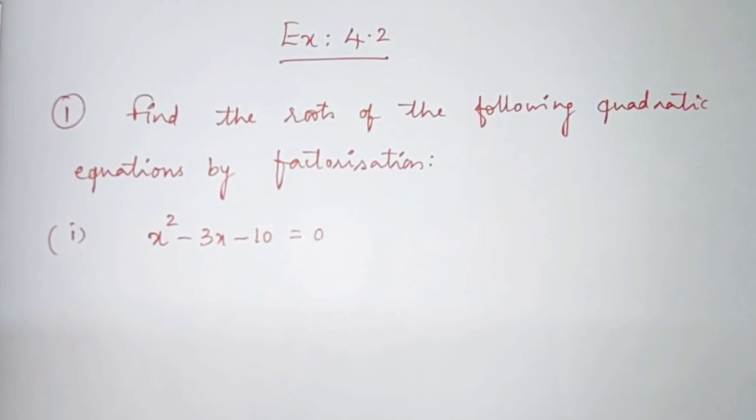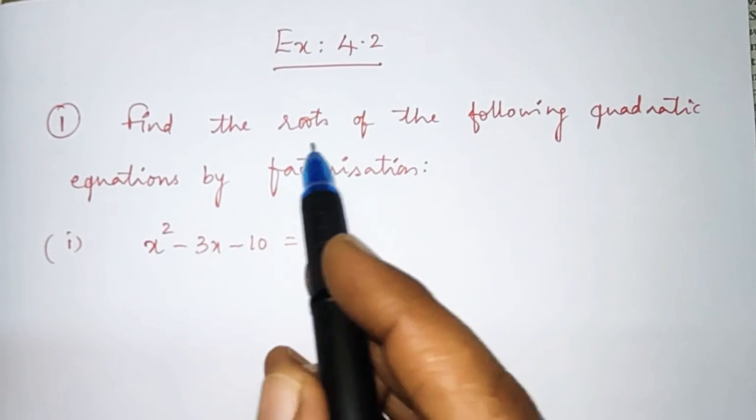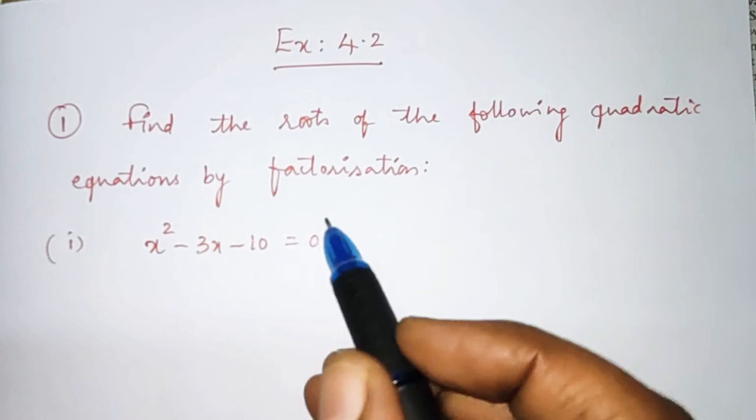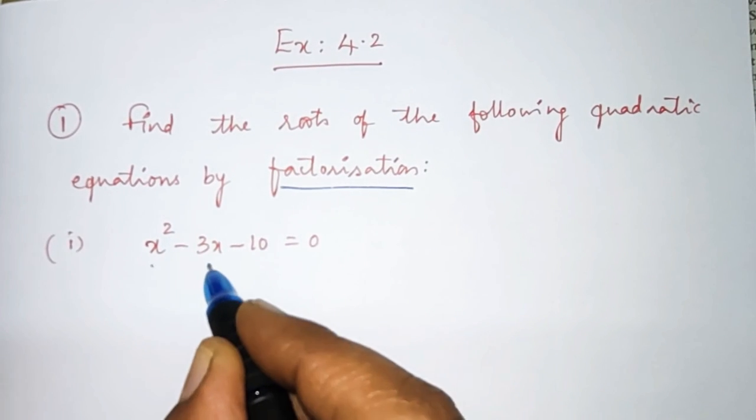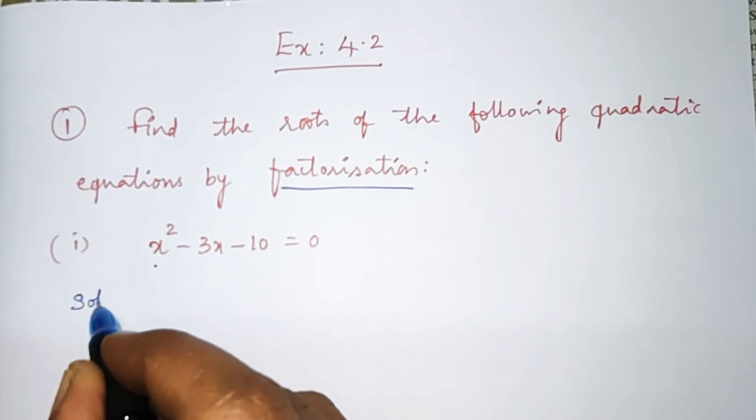Hello friends, let's solve. Find the roots of the following quadratic equation by factorization method. The given question is x square minus 3x minus 10 is equal to 0.